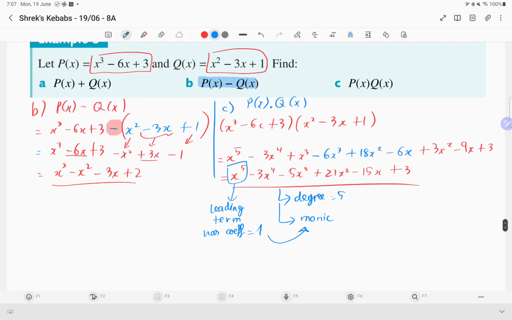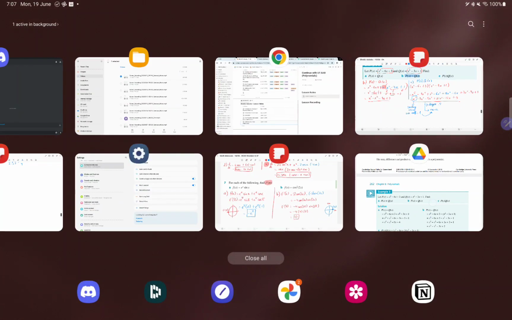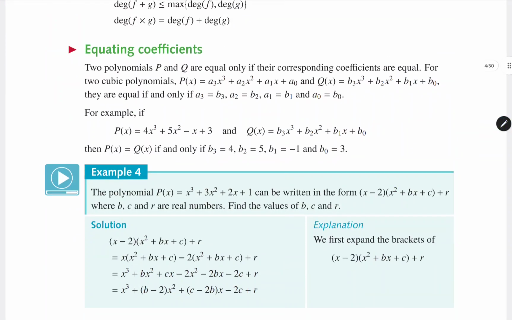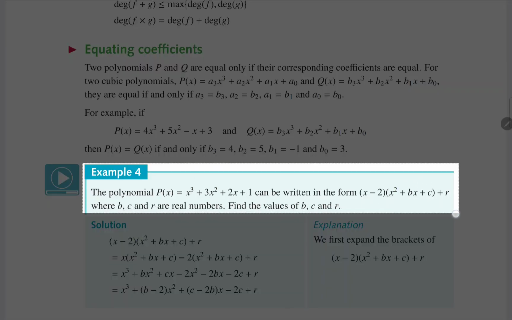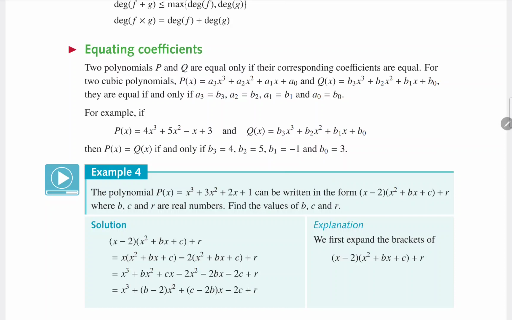So that's the language of polynomials. Okay, last example. I think this one might be potentially tricky. We'll see. Oof, okay, all right.